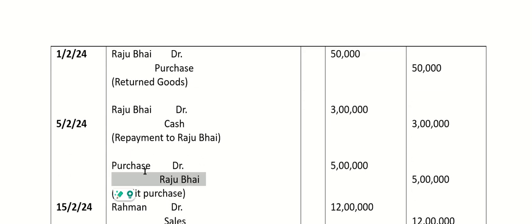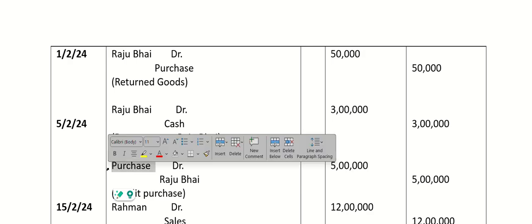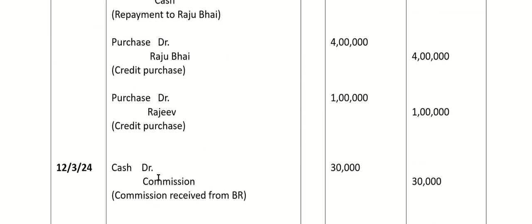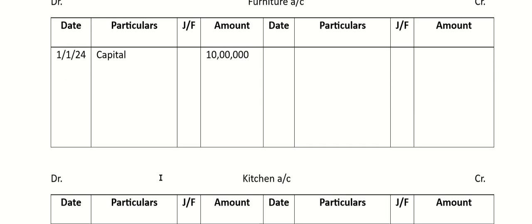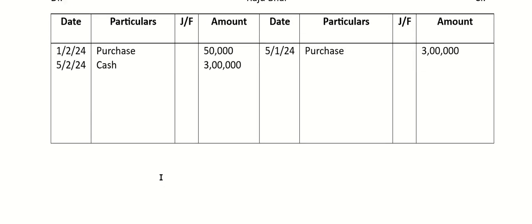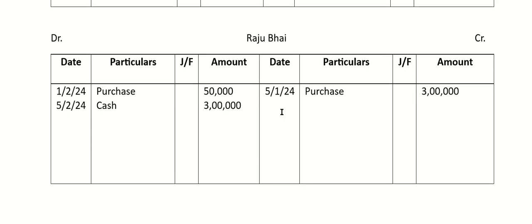Remember, first of all, you have to record this in the purchase account. In the debit side of the purchase account, you have to write Raju Bhai. I am not showing it here because I just want to show how the Raju Bhai account is prepared. So once again, we have purchase here. It is 5/2/2024. Okay. And we have purchase here once again.